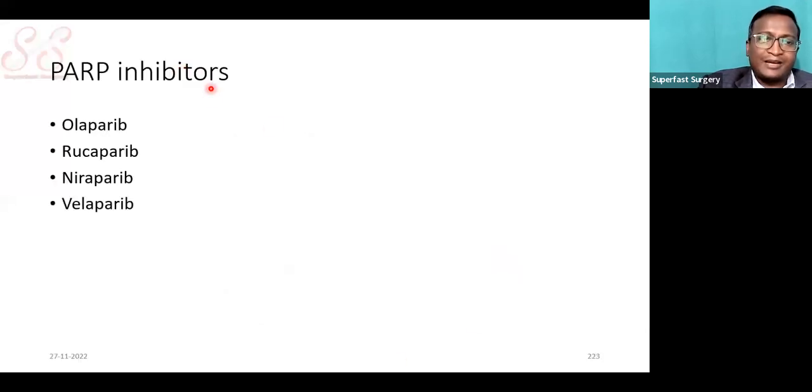Okay. And PARP inhibitors, we know what PARP inhibitors are. These are also new drugs. These are given especially in case of BRCA mutated patients, when there is triple negative breast cancer, and on evaluation it is found that the patient is harboring a BRCA mutation. In those patients, we have to give olaparib, rucaparib, niraparib, and talazoparib.